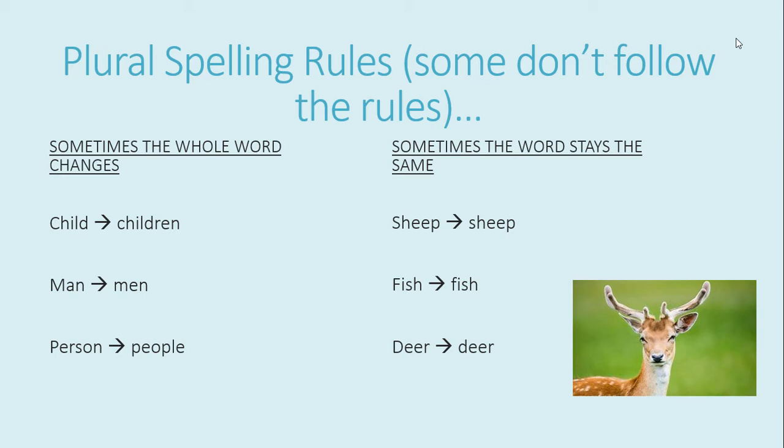And then, just to make things even more confusing, there are sometimes times where the word will stay the same. These are often animals that we're talking about. So one sheep, a group of sheep or a flock of sheep, one fish, many fish, a deer, lots of deer, they stay the same.